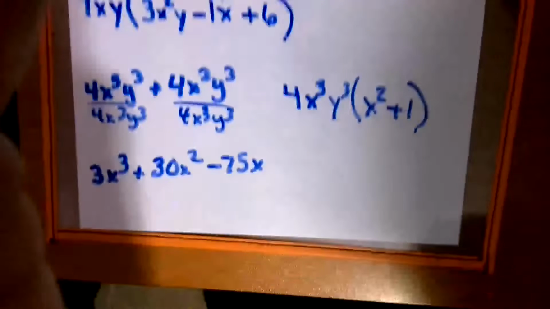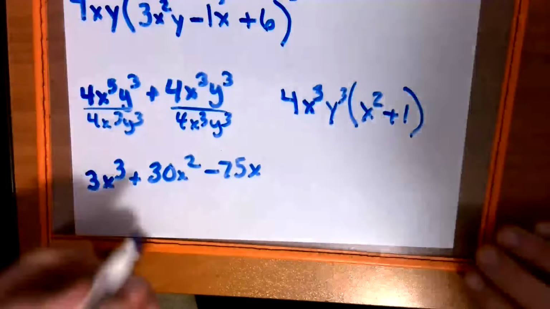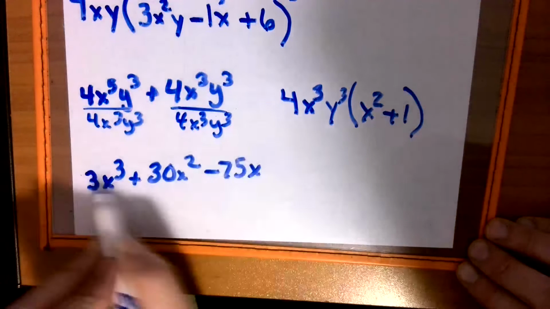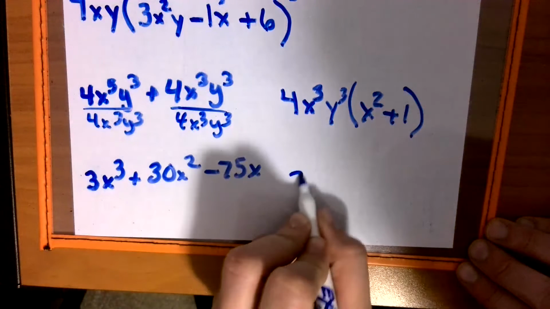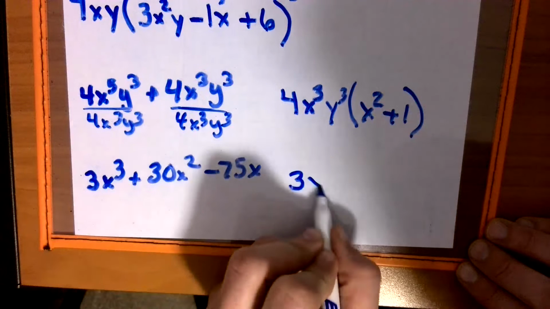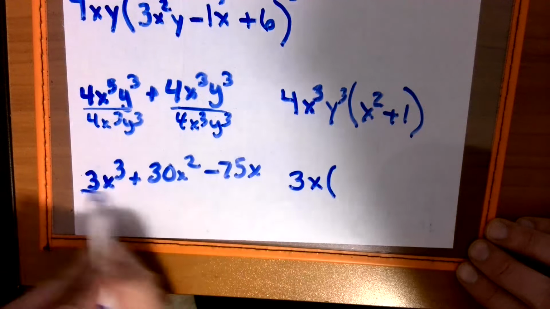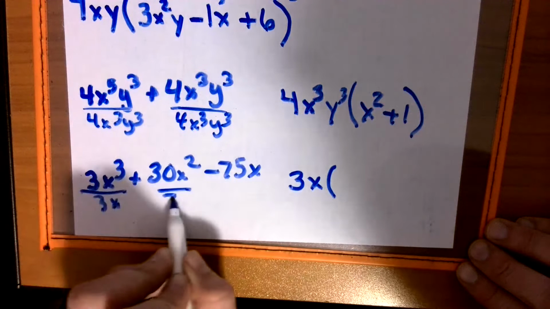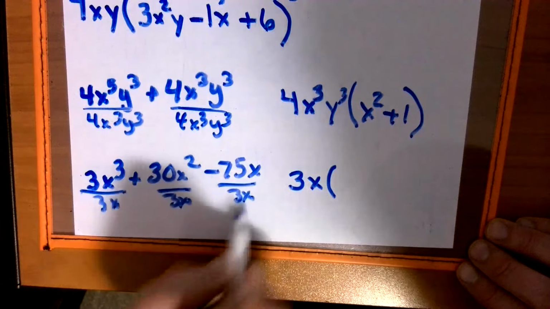And last but certainly not least, now remember, if I'm going too fast, you just need to rewatch it. They all have a 3 in common, and they all have at least one x. So if I take out a 3x out of each of these, now if you need to write it, you need to. It's up to you.